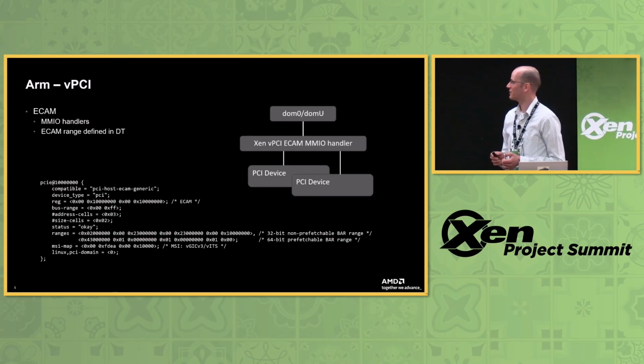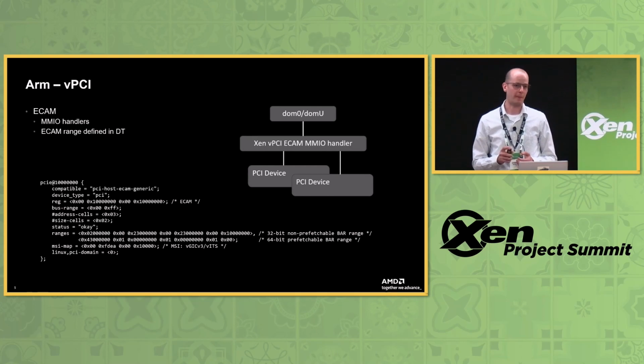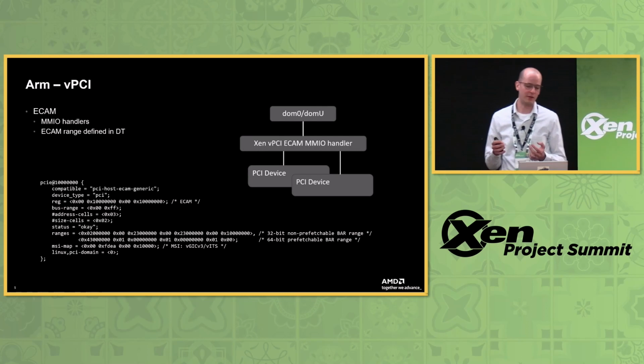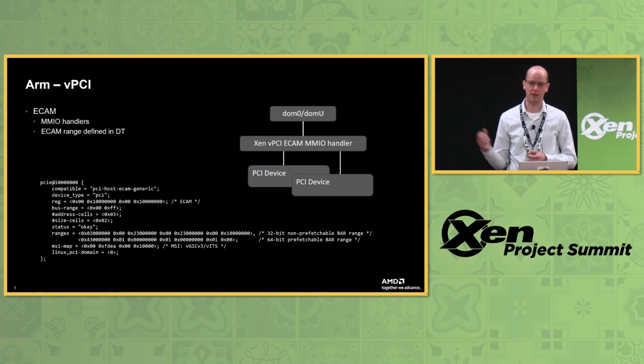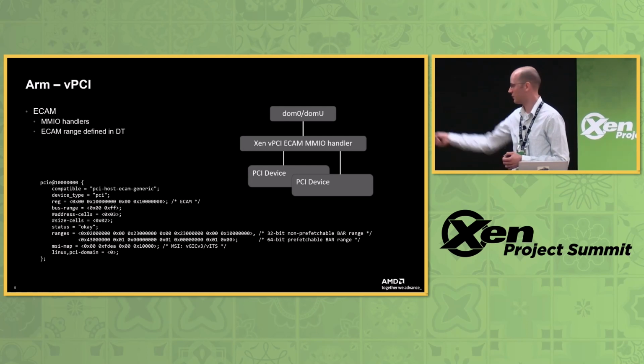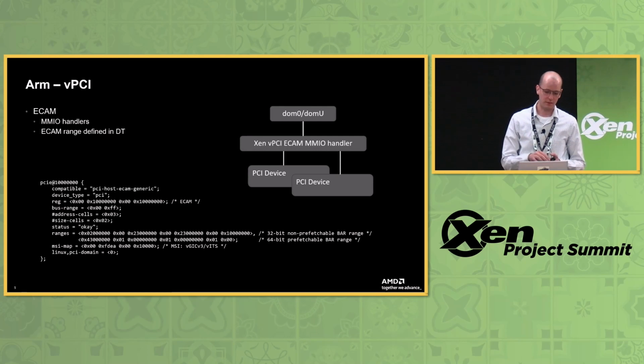All right, so now let's move on to ARM. On ARM, we only have ECAM. And so in Xen, we set up MMIO handlers to trap the ECAM region. And that ECAM region is defined in a device tree. So here's an example of a device tree that is presented to the guest with the VPCI definitions here.